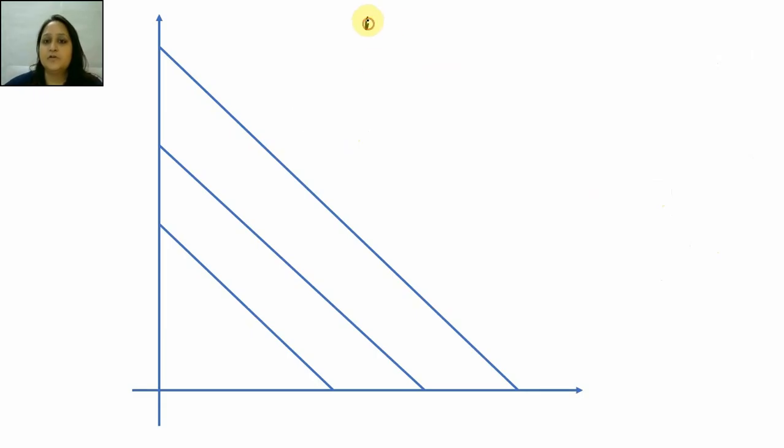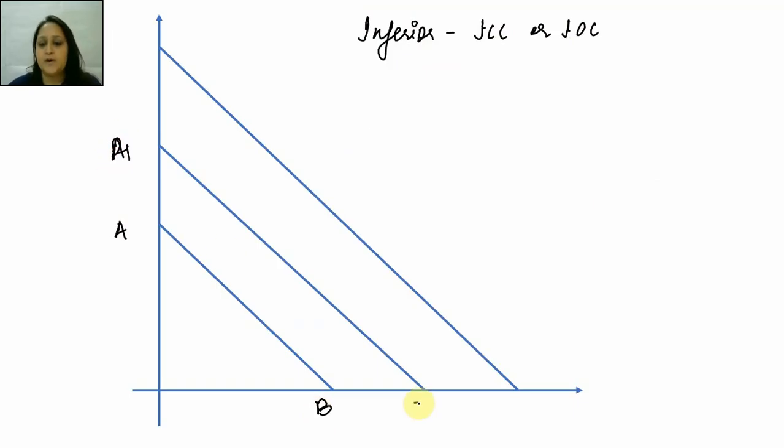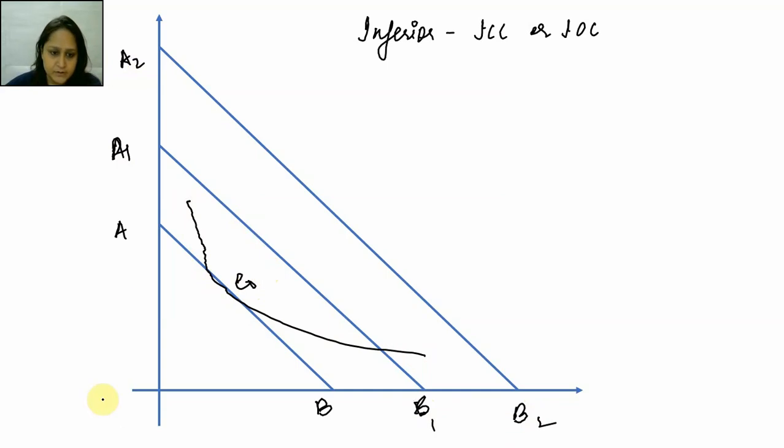So for an inferior good, we are going to start with the income of a curve. So I have budget lines given to me, which is AB. Income increases, I move from AB to A1, B1. Income further increases, I move from A1, B1 to A2, B2. I have a normal Cobb-Douglas IC here, E0. So I'm not able to make a smooth one because of this, but you can definitely make a smooth one, okay? So I'm at E0.